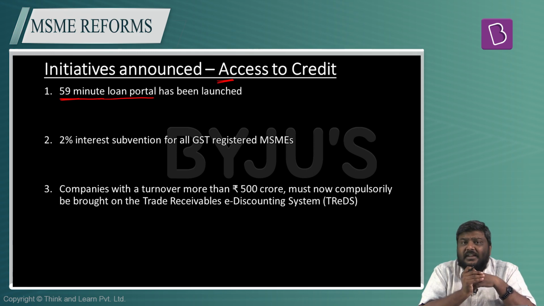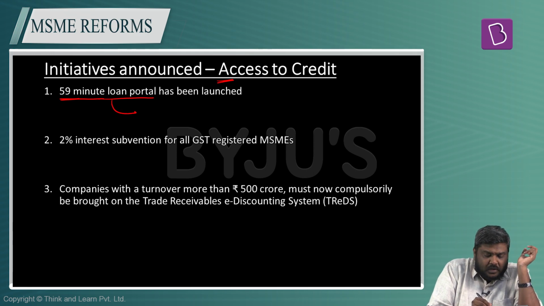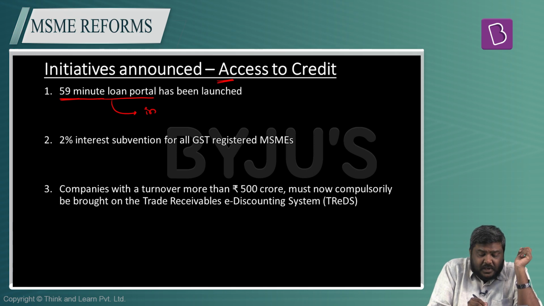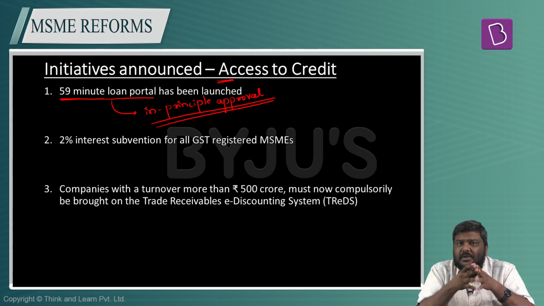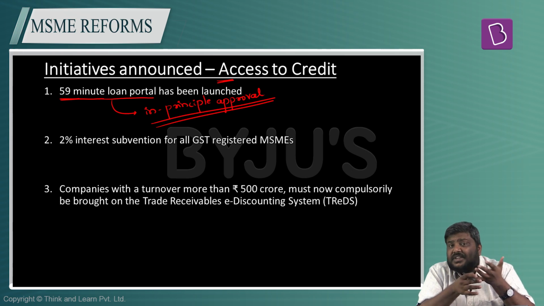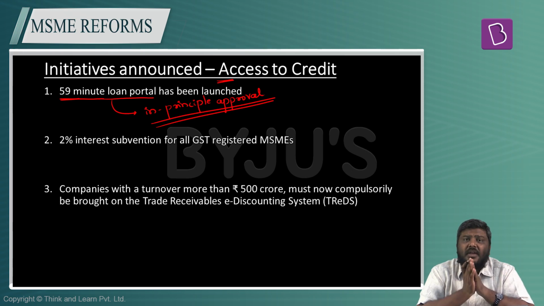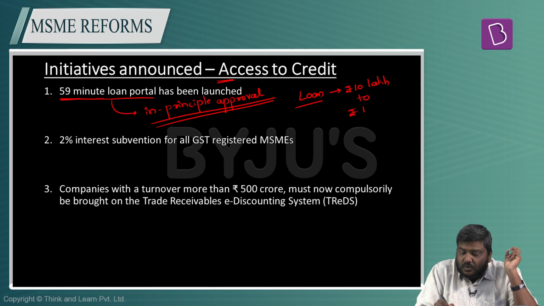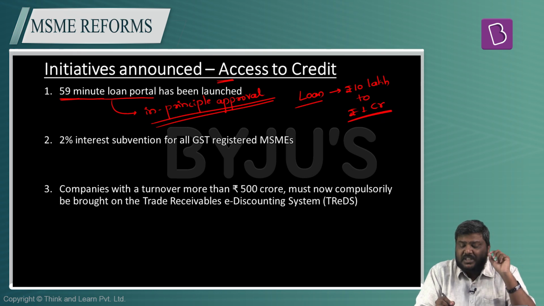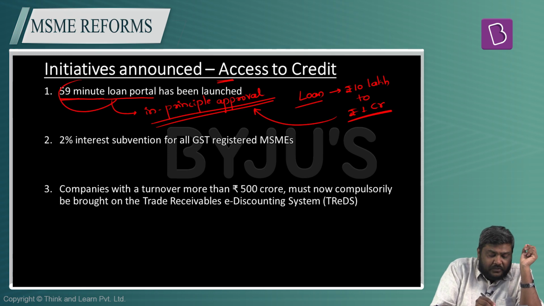The Government of India has said that SIDBI has launched a new portal under which you can get in-principle approval. Please understand, I am using the term in-principle approval, which simply means if you are an MSME unit which has got itself registered under the GST network, as well as is paying GST, and has annual IT returns, then you can apply for a loan from a value of 10 lakh rupees to 1 crore rupees. And the in-principle approval will be given to you within 59 minutes.